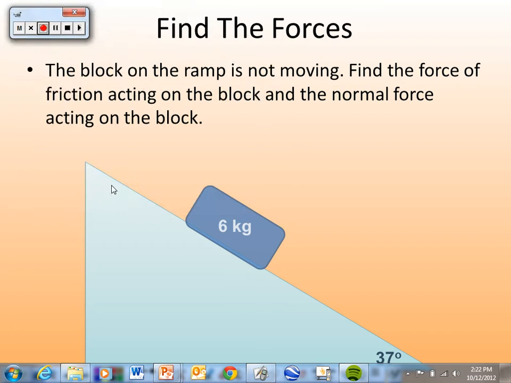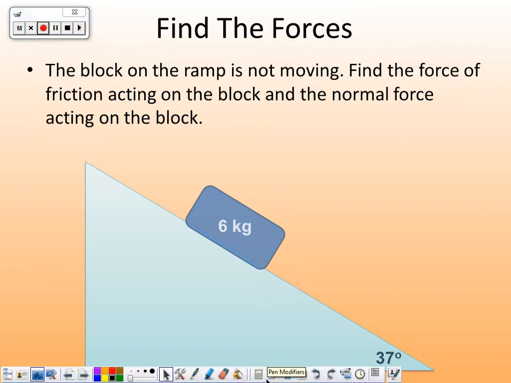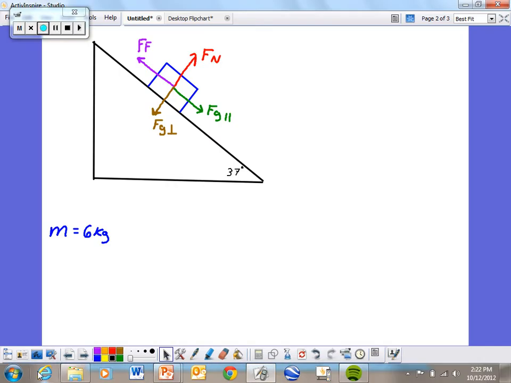Alright, now we're going to do the example problem, find the forces from the notes. For this one, we have a block sitting on a ramp. The ramp has an angle of 37 degrees. And our goal is to find the force of friction acting on the block and the normal force acting on the block. To give ourselves a little more room to solve the problem, I drew this one on a separate page here.